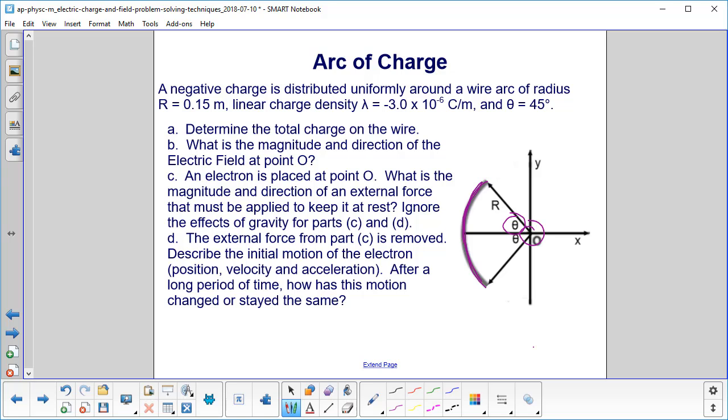Then you place an electron at point O. What is the magnitude and direction of an external force that must be applied to keep it at rest? Ignore the effects of gravity for parts C and D. Then D, the external force from part C is removed. Describe the initial motion of the electron. After a long period of time, how has this motion changed or stayed the same?